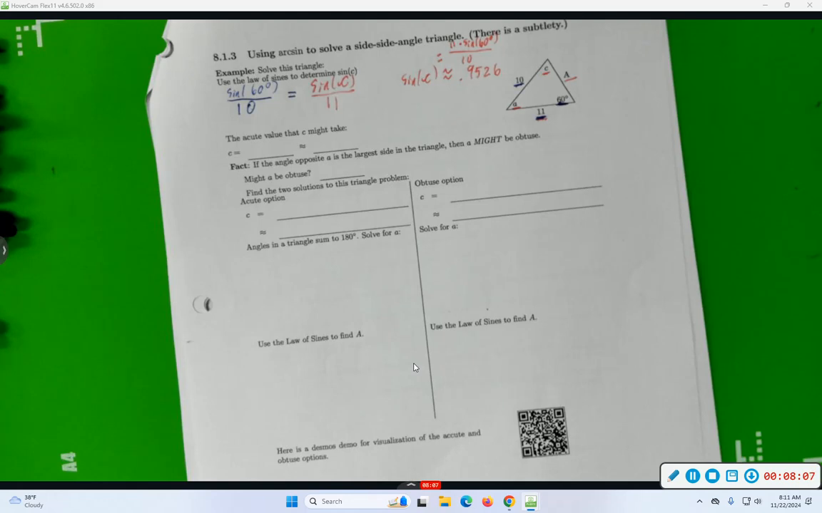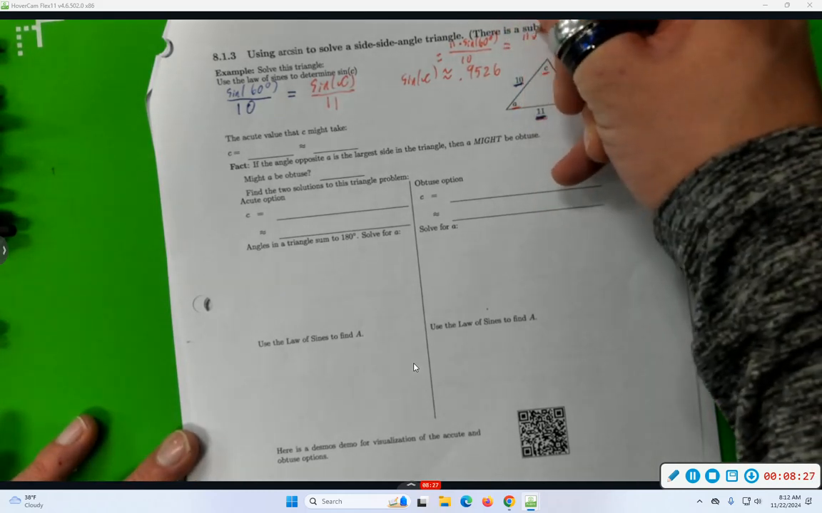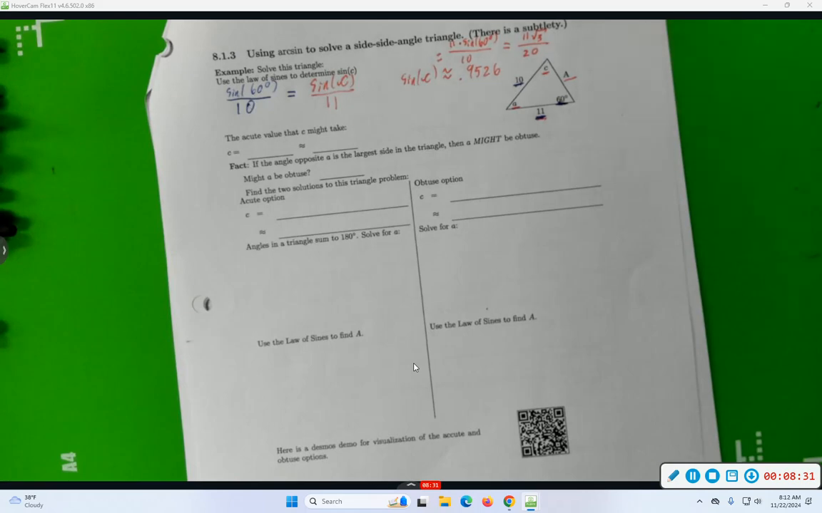This is a not deeply relevant point. Do we know what the sine of 60 degrees is? Is that on the unit circle? Yeah, so we could get an exact value that's simpler than this without a calculator. What is sine of 60? Root 3 over 2. So I could have written that as 11 root 3 and then divide by 2, so divide by 20.